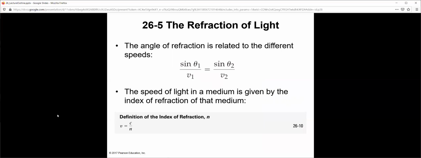The angle of refraction is related to the different speeds. So if you know the speed of light, the velocity of light in the particular object, and you know the angle it's entering, you know therefore the angle it's leaving. The definition of the index of refraction, n, is given by the velocity is equal to the speed of light in a vacuum over n.